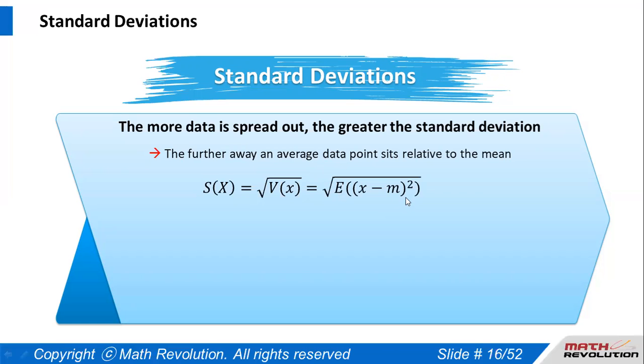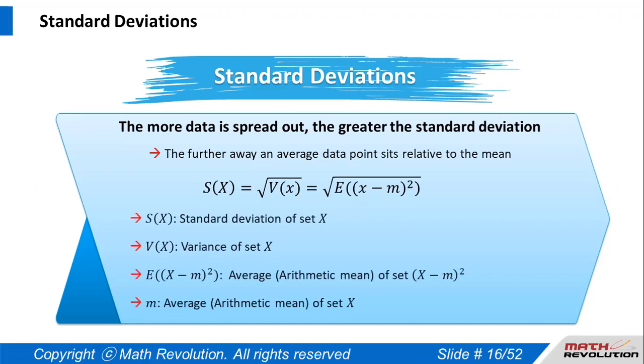It's E of (x minus m) whole square, which is an expected value. Before you find a standard deviation, there is a calculation of variance. If you take the square root of a variance, that's a standard deviation. So Sx is the standard deviation of set x. V of x is the variance of set x. E of (x minus m) whole square is the average of (set x minus m) whole square. This is what I was talking about when you have five numbers: you subtract the mean from all of those, then you square it, and then you take a sum of all those deviations from the mean.